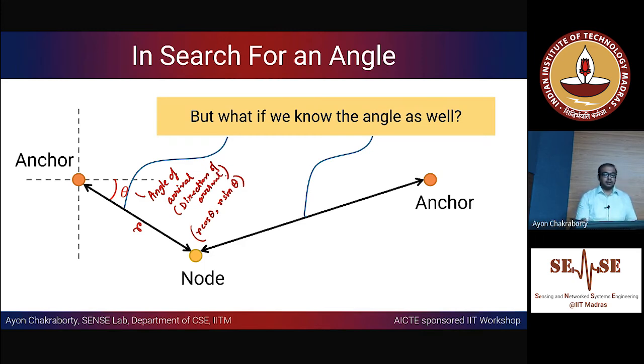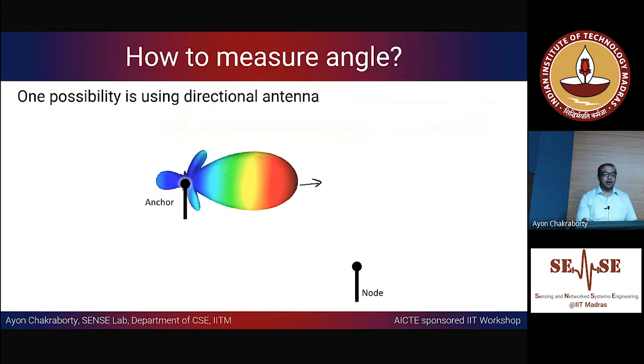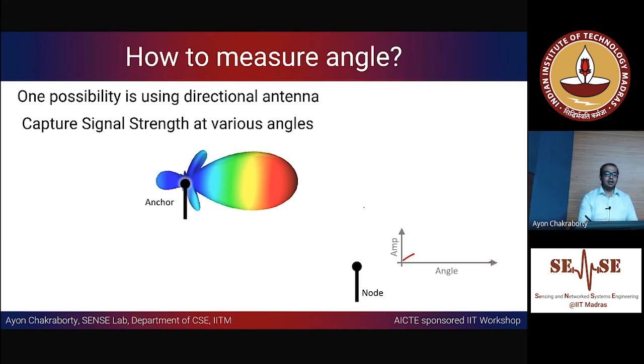Okay. So one easy way would be to look at a directional sort of antenna. Let's say you have a node, and when the anchor is directed on this side as shown with this arrow, you are going to receive a lower amplitude in terms of the signal strength. Suppose I am recording the received signal strength with respect to the angle theta. So for this angle, the amplitude of the RSS is low.